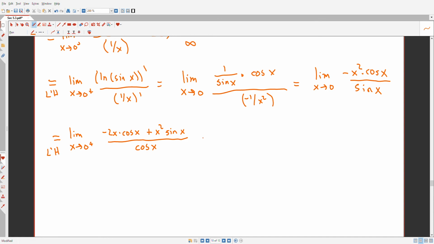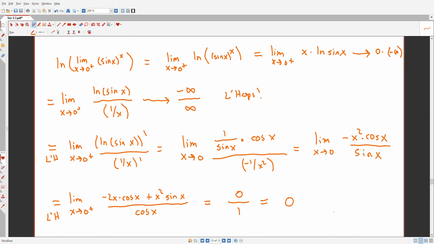And so this, now, when I plug in x equals 0, on the top I get 0 times cosine x, so I get 0 plus 0 times 0, so I get 0 on the top divided by cosine of 0. Oh my god, I finally get 0 after using L'Hopital's rule twice. But I want to point out that is not the final answer.